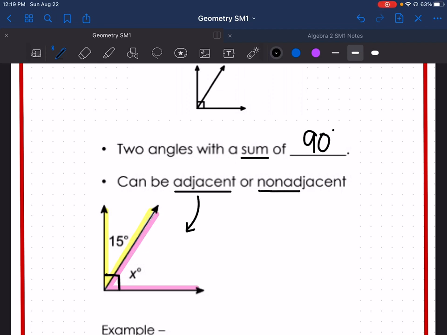Or they could be non-adjacent, which just means that they don't have to touch each other. Let me show you what that would look like.